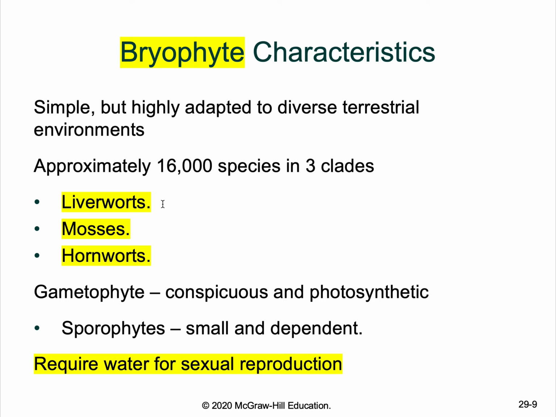Well, let's start off here with the types. The three types, and you might have seen this when you were doing your lab, are the liverworts, the mosses, and the hornworts, and I have some pictures in a little bit for you to look at. This is really important down here: how they reproduce.